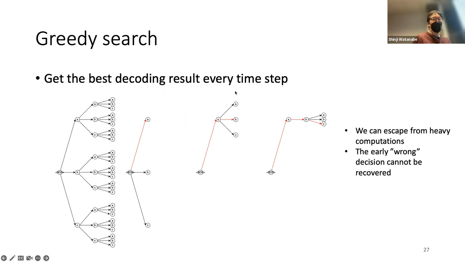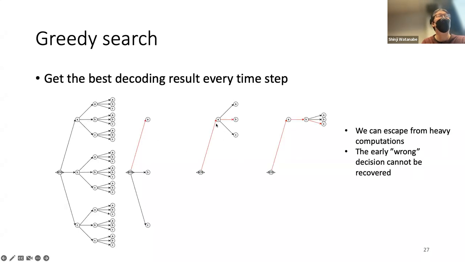In this approach, we get the best decoding result at every timestamp. So first, for example, we start from here. The question is, which one is the most probable? And let's say this A is the most probable path. We can select this one. And then the important part: we disregard the rest of the two hypotheses.